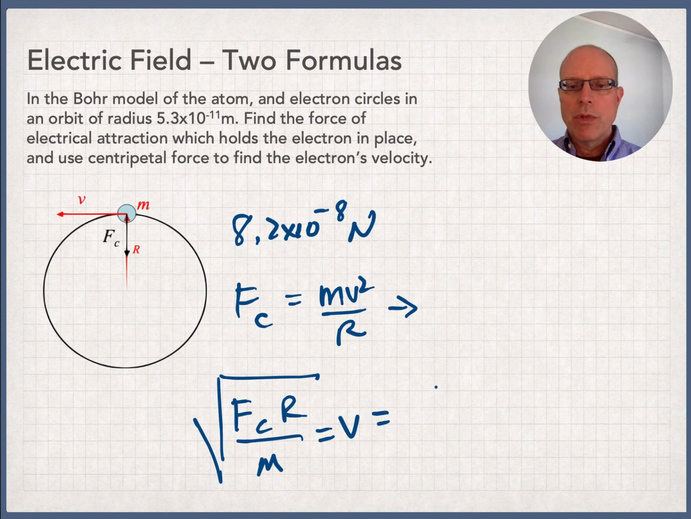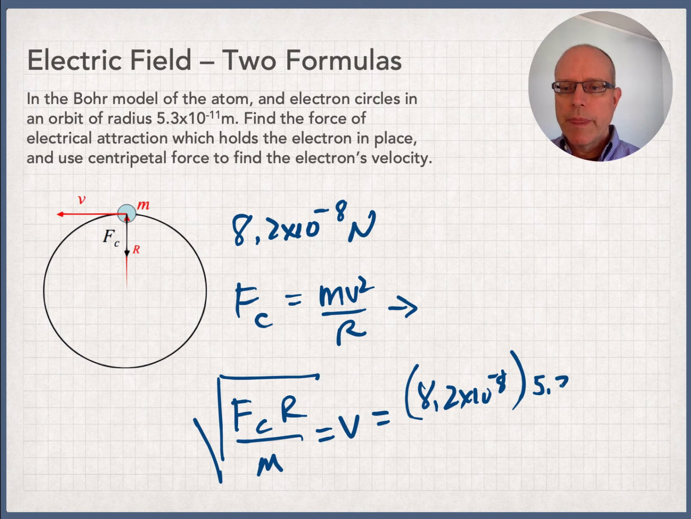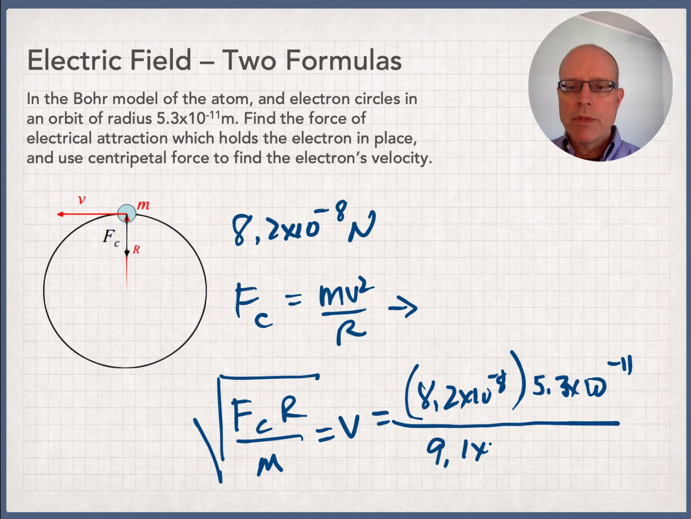So check out these numbers when they come together. Tiny force, 8.2 times 10 to the negative 8 newtons. Radius, 5.3 times 10 to the negative 11, divided by the mass of the electron. This is where it goes crazy: 9.1 times 10 to the negative 31 kilograms. And we'll square root that whole thing.